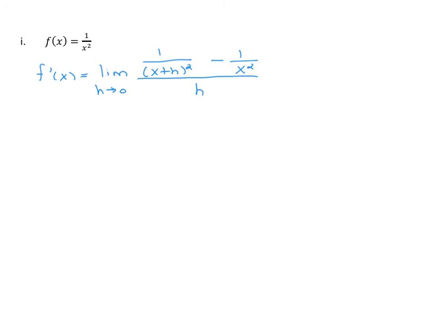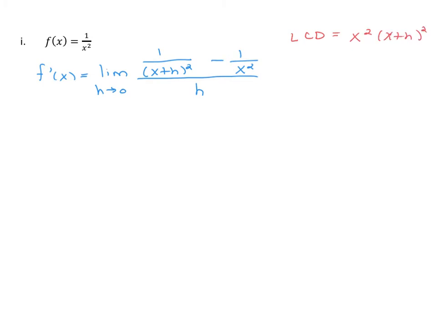So here we have fractions within fractions, and if we're looking to simplify this, I think a thing to try would be to maybe get a common denominator for these two fractions and subtract them. So I'll note that the least common denominator is going to be the product of the two denominators. That's x squared times x plus h squared.